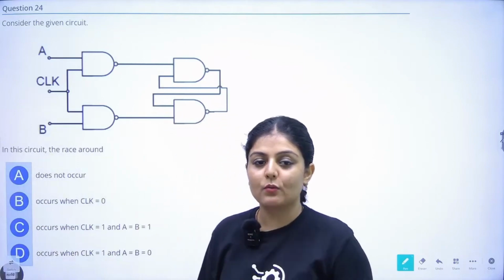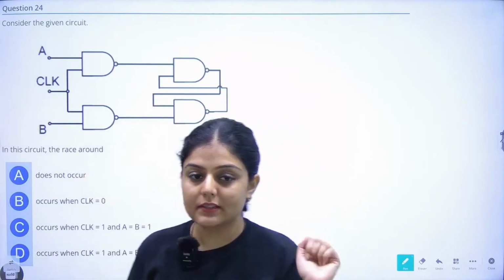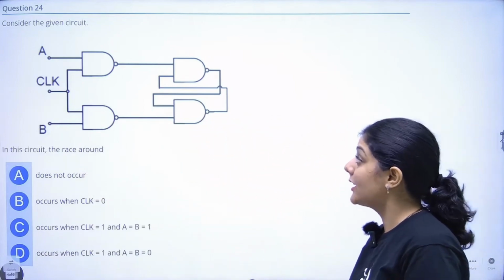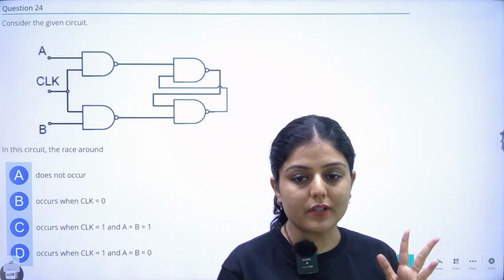Hello, hi. So moving on to the next question. Consider the following circuit. The circuit is given and they are asking you whether a race around condition is present in this circuit or not. So first, let's understand what a race around condition is.